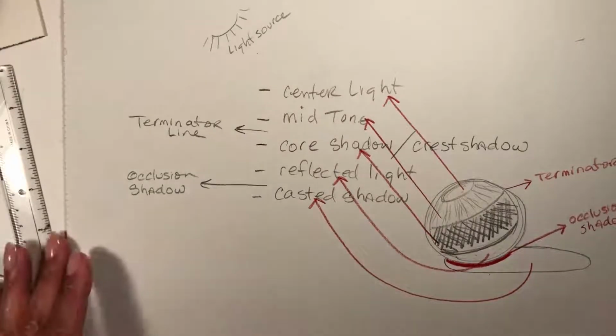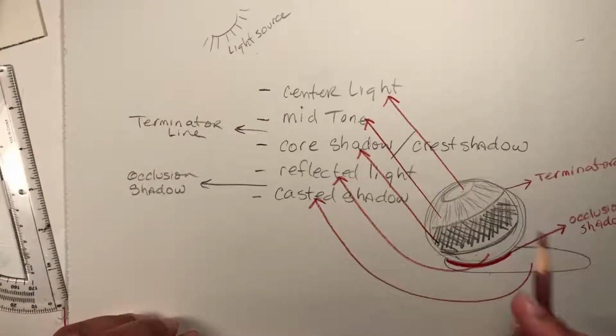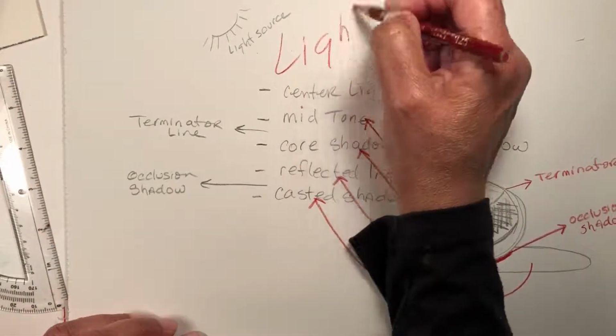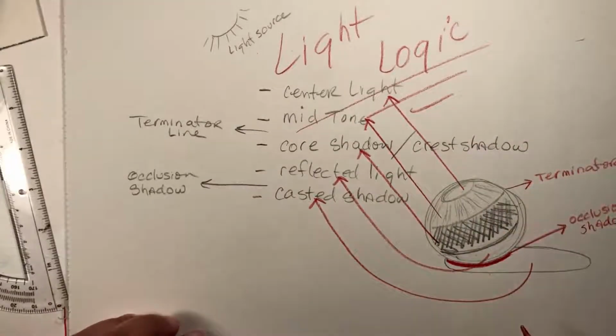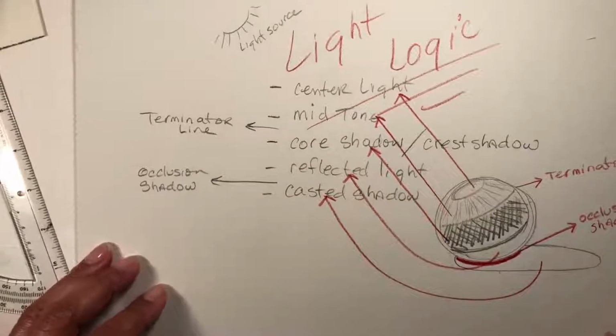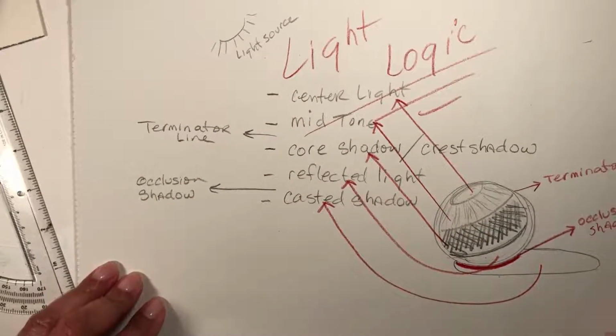So these are the five, six, seven regions that are effective when light is crossing over a surface to illuminate its form. You have to remember that. So this is called light logic. So in our next tutorial, I'll show you how to put together a cube using light logic.